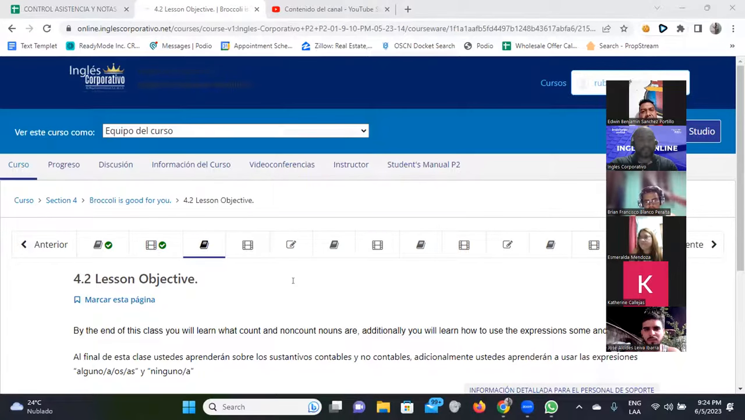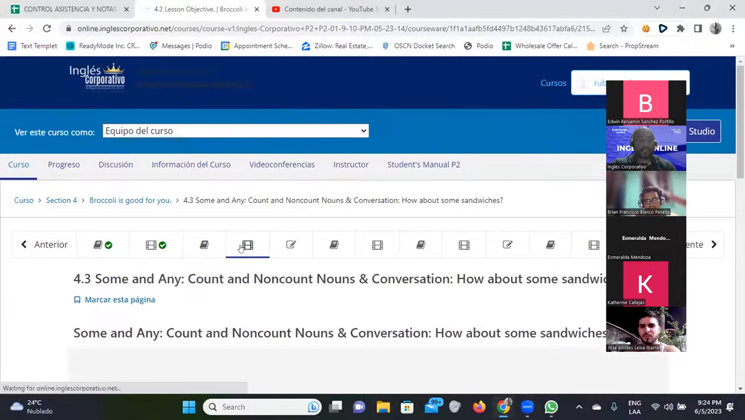All right, let's look at section 4.2. By the end of this class, you will learn what countable and non-countable nouns are. Additionally, you will learn how to use the expressions some and any. Al final de esta clase, ustedes aprenderán sobre los sustantivos contables y no contables. Adicionalmente, ustedes aprenderán a usar las expresiones alguno y ninguno. Let's look at the next video.